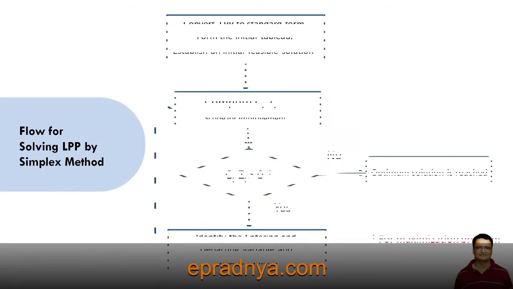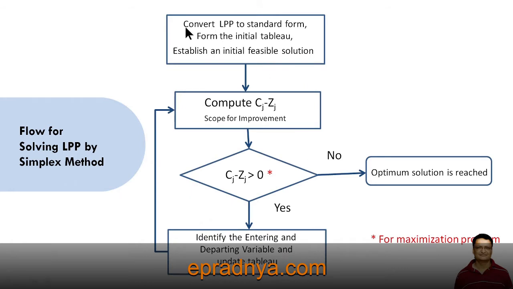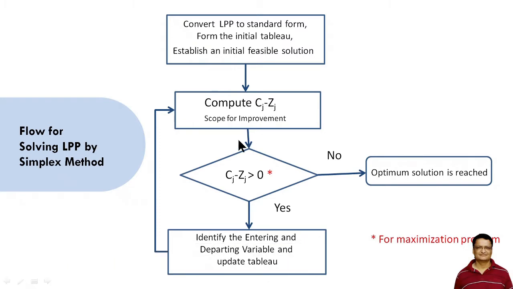So here is a flow for solving the LPP by the Simplex method. The first step is to convert the LPP into standard form, create an initial table, establish an initial feasible solution, and then we look for the scope for improvement. And that is computed by the Cj minus Zj value. We will see what exactly this Cj minus Zj value is while we solve the example. If the Cj minus Zj value is positive, meaning it is greater than 0, then we can identify the entering variable and departing variable and update the table. Cj minus Zj being positive means that there is scope for improving the current solution.